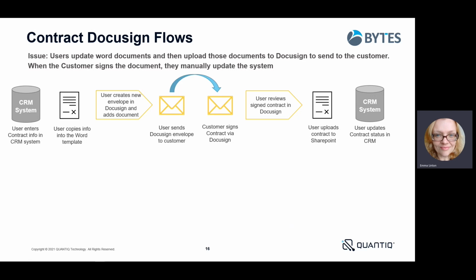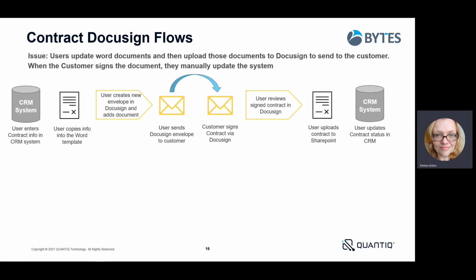This was where the users were updating, they had the CRM system and they needed to send contract documents out to customers using DocuSign. So the existing process was that they entered some information into CRM. They then had to copy that information manually into a Word template. They would create a new envelope in DocuSign, upload that document against a particular template, then send the DocuSign envelope to the customer. And then they'd wait.